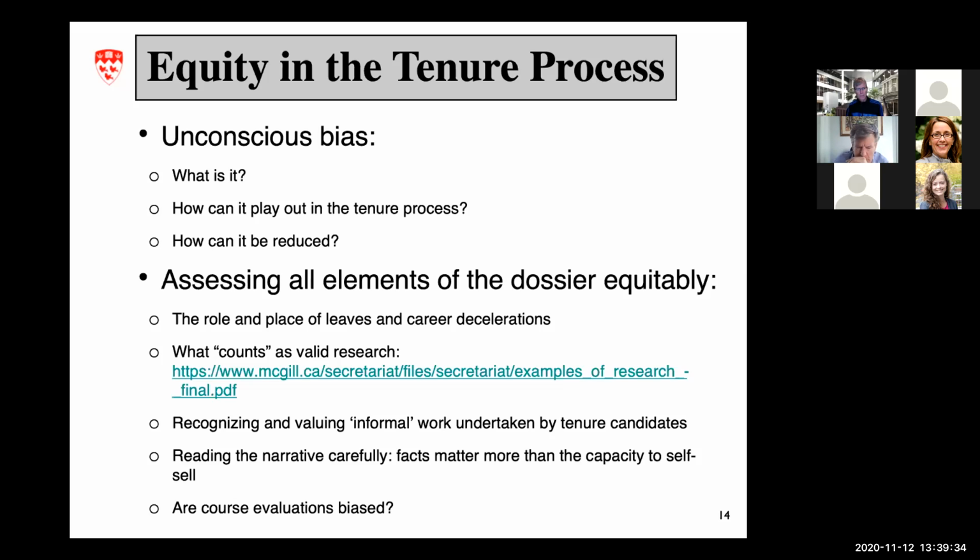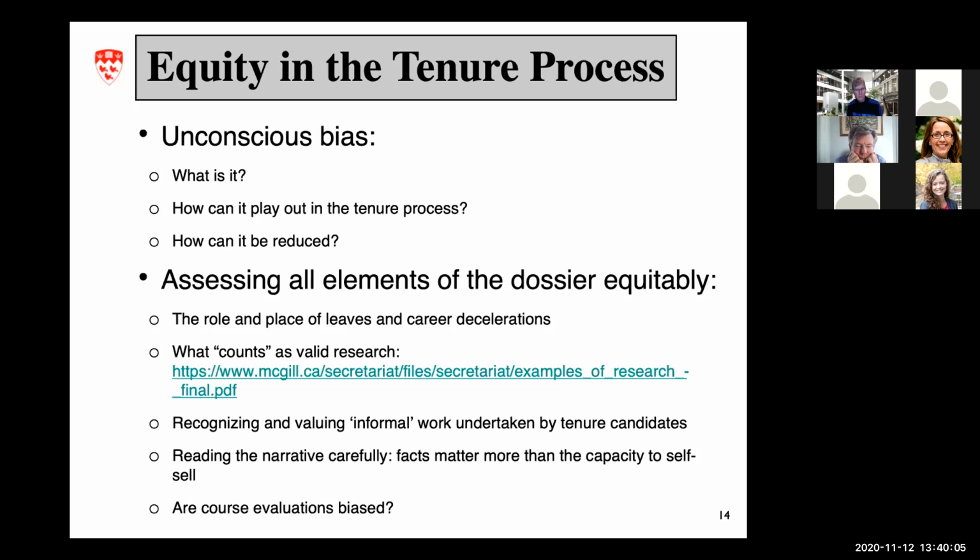Lastly, read the narrative carefully. Some people are very good at selling themselves, and some people are much less able to do that, and they're going to be more cautious or tentative. So please be mindful of the facts rather than the glitter. And I think people here who are on committees are sophisticated in that regard, and most people can read through things. But I just wanted to underscore that.